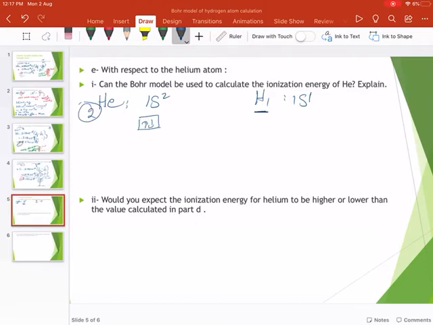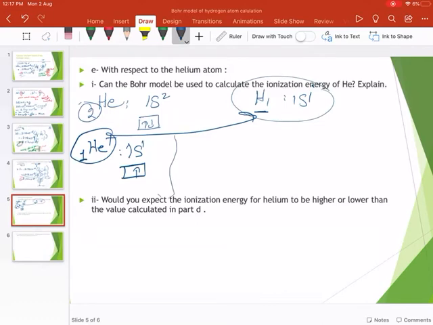So Bohr simply cannot be used to find the first ionization energy of helium, but it can be used to find the second one. Why? Because for the second ionization energy, in helium plus there will be only 1 electron, 1s1, which will be exactly like hydrogen.